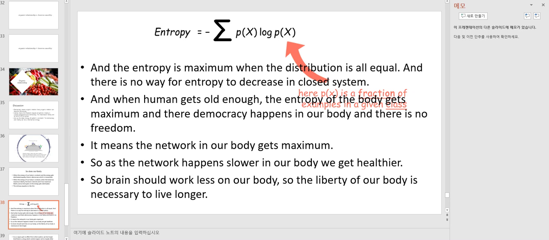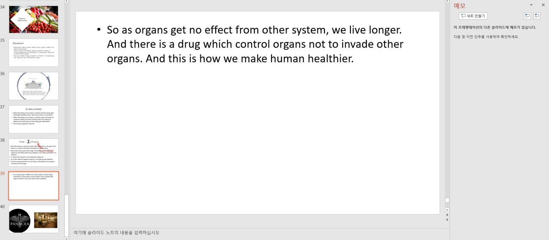It means the network in our body gets maximum. So the slower the network forms in our body, the healthier we get. The brain should work less on our body, so the liberty of our body is necessary to live longer. So organs get no effect from other systems, and we live longer. There is a drug which controls organs not to invade other organs, and this is how we make humans healthier.